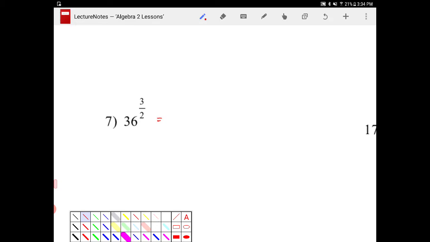36 to the 3/2 is equivalent to 36 to the 1/2 to the 3rd. And I know what 36 to the 1/2 is because I know what 6 squared is. 6 squared is 36. So therefore, 36 to the 1/2 is really just 6. So therefore, my final answer is simply 6 to the 3rd. And what is exactly 6 to the 3rd? I'm not really sure what 6 to the 3rd is. 36 times 6 again, what would that be?